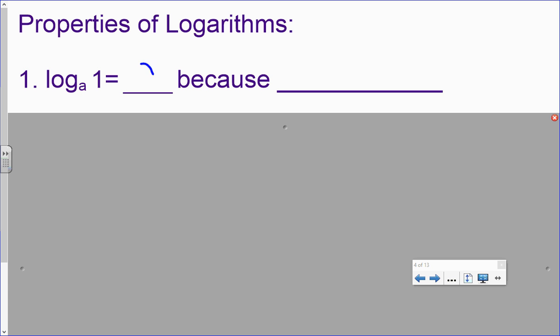Colby, why did you say 0? Oh, gosh. Okay, so if we rewrite this, base A to the 0 equals 1, anything to the 0 power equals 1. So when you see log of any base with a 1 inside, bam, you know it's 0. Okay, that can save you some time.